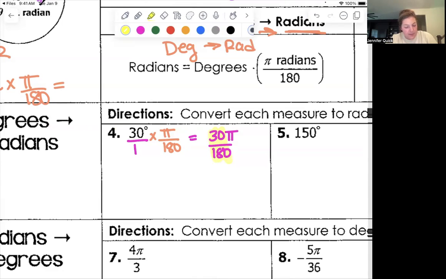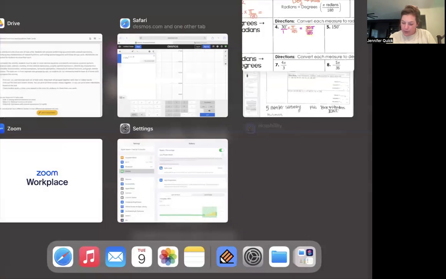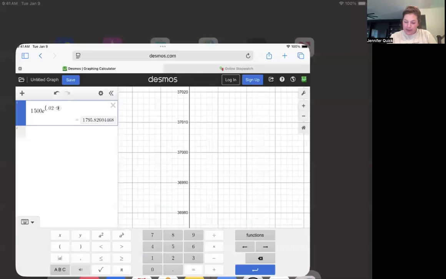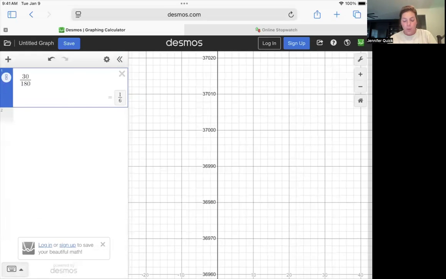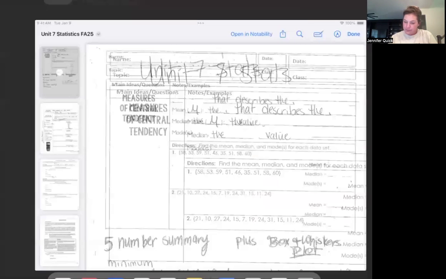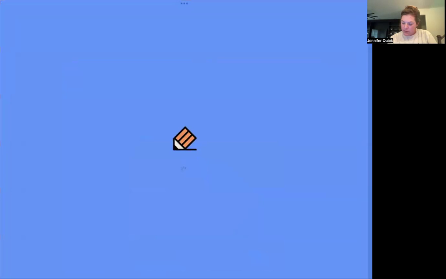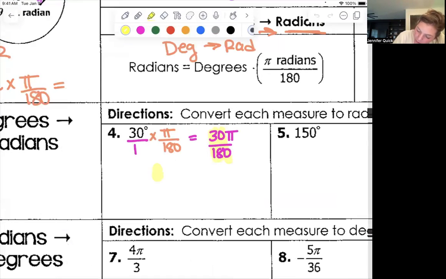Ooh, I do not like that. Okay, and so with that said, 30 over 180, that is not what I want. Wow, why do I have so many apps open? Okay, 30 over 180. And then I can click that little thing to make it a fraction. So 1/6. Oh no. I totally shut out of that app. Crazy.